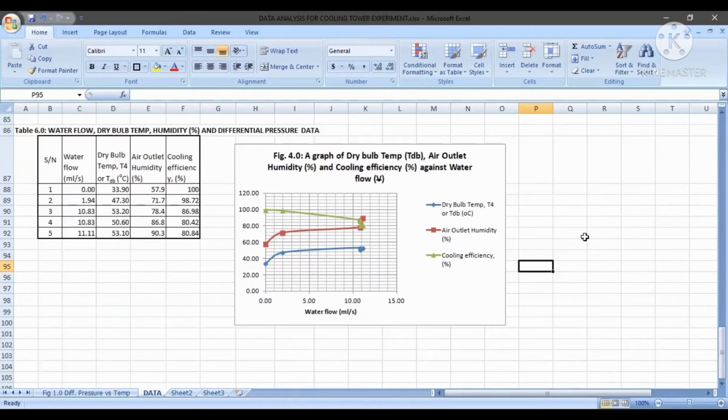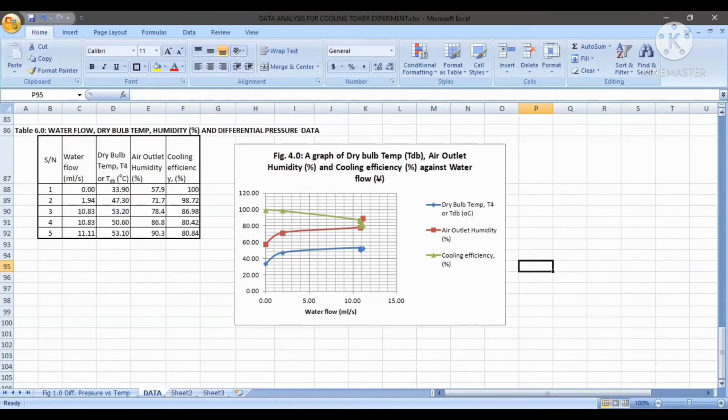The next is figure 4.0, a graph of dry bulb temperature, air outlet humidity, and cooling efficiency against water flow. Here, we have some positive slopes and some negative slopes. The positive slopes here are the dry bulb temperature and the air outlet humidity, while the negative one is the cooling efficiency. This indicates that as the cooling is taking place, the cooling efficiency is reducing, while the dry bulb temperature is increasing and the air outlet humidity is increasing.